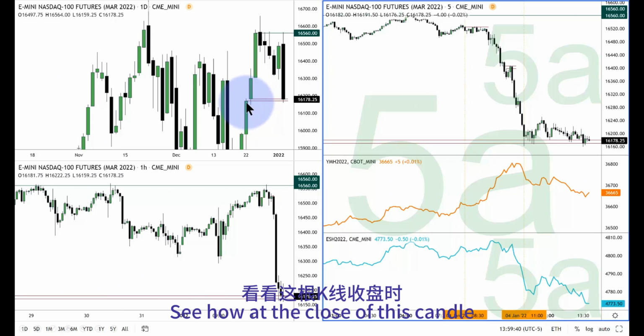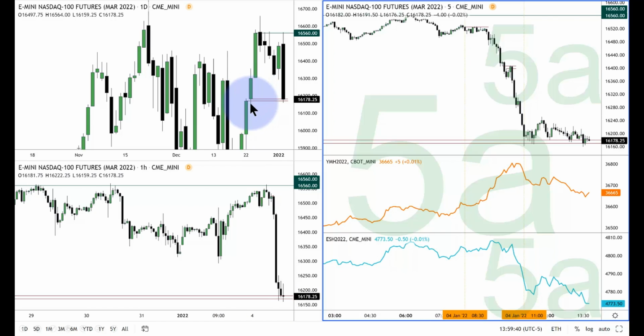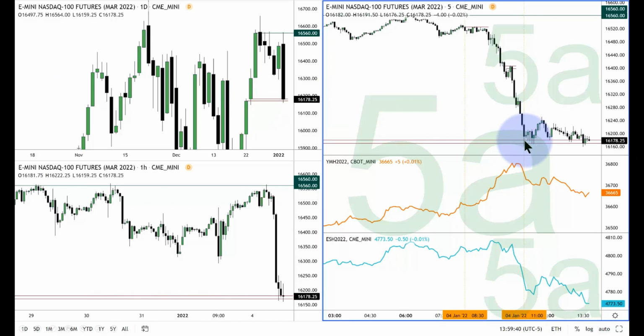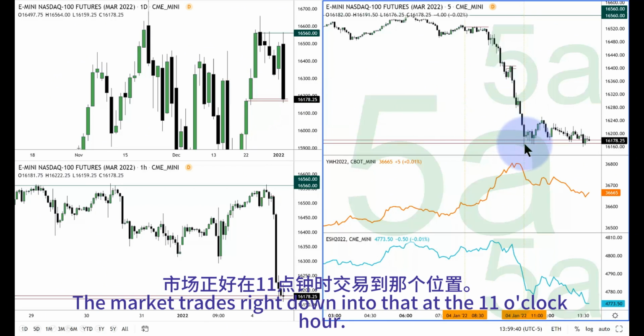See that? So at the close of this candle and the open of this candle, there's no body in there, just a little tiny wick. So that volume imbalance is what's being shown over here. And the market trades right down into that at the 11 o'clock hour.